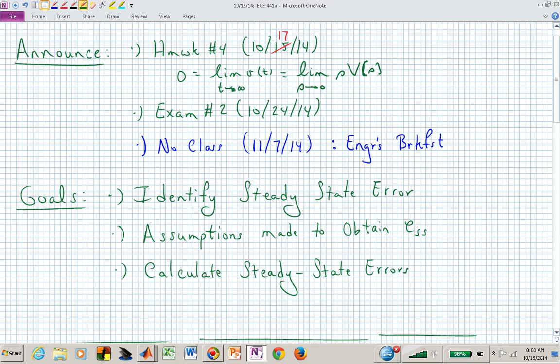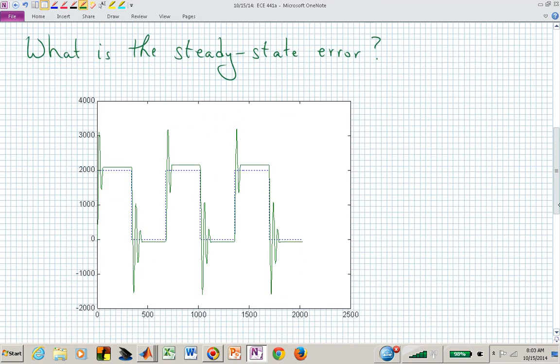We'll look at just identifying the steady state error so that we're clear on what that means, because we may have a waveform that's actually varying with time, and you wonder, did we really reach a steady state? Then we will look at what assumptions were made to obtain that steady state error, and then we'll start calculating some steady state errors.